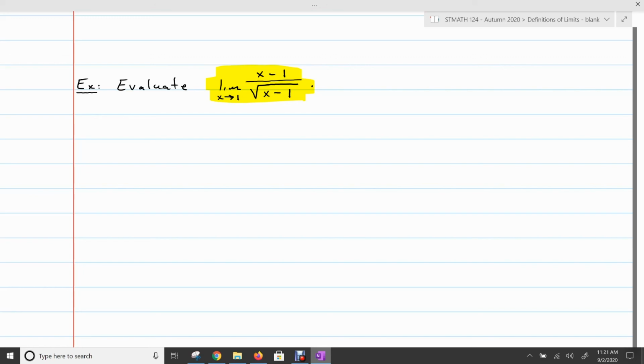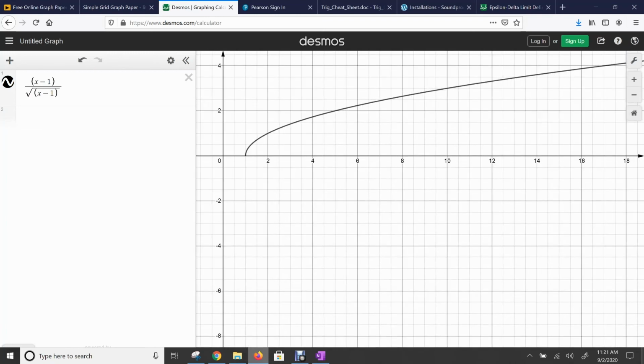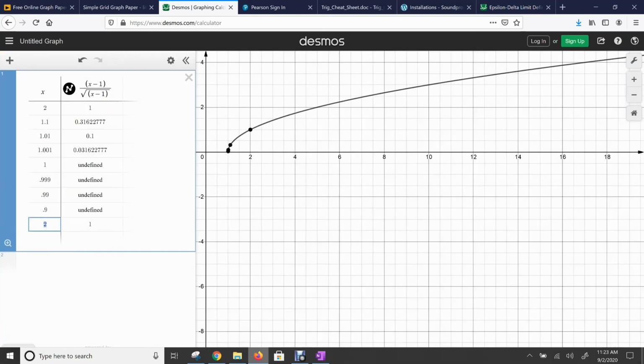So let's go to Desmos and see what's going on with this function. There's a graph of that function, and let's look at the table of values. Interesting. You see in that table, all those values of x that were less than 1, it's telling me undefined. Why is it undefined? Well, if you put in something less than 1, the number inside the radical is going to be negative. Like when you put in 0, you get 0 minus 1 in the radical down there, which is -1, and so you try to take the square root of a negative number.